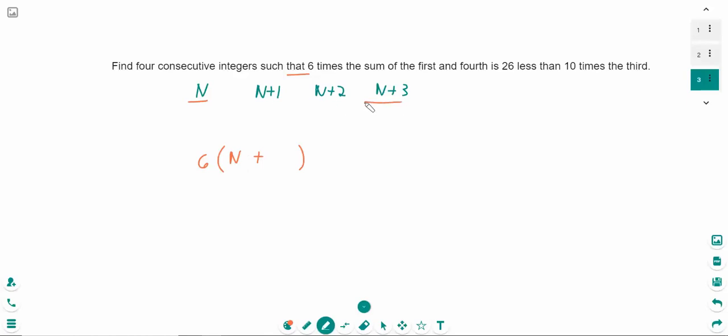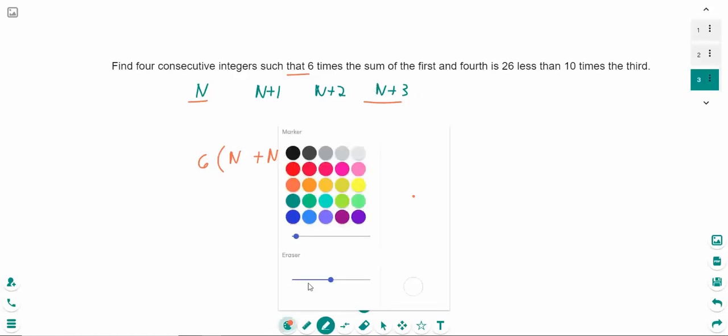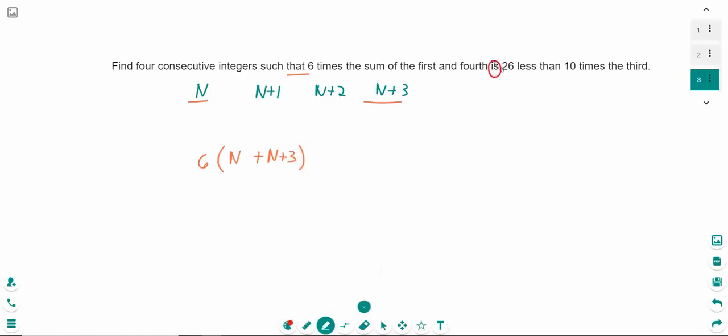And our fourth number is over here. So it's n plus 3. So there's our sum, and it's being multiplied by 6. And then after that, we hit our equal sign. So we have our equals. 26 less than 10 times the third.